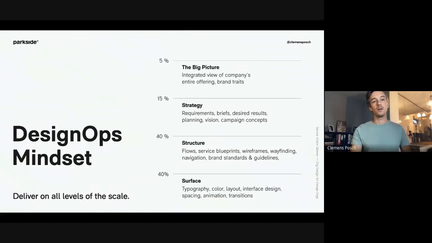So according to Christine Skinner, who has worked with Chase and Capital One and Microsoft, she did this scale, and I borrowed it from her for the slides. You should spend around 20% of your time figuring out the strategy and the big picture, thinking about how your design solutions fit into the company's entire offering. So don't spend all of your time on surface-level design.